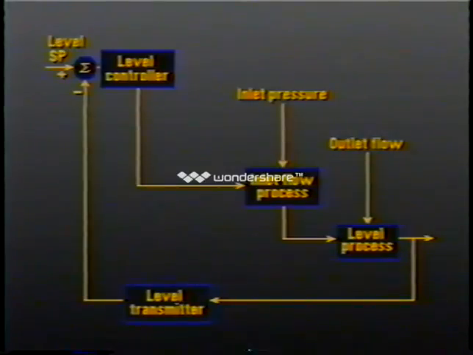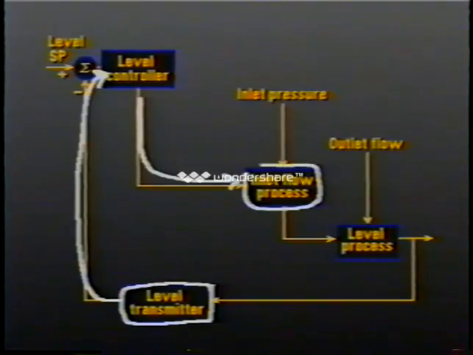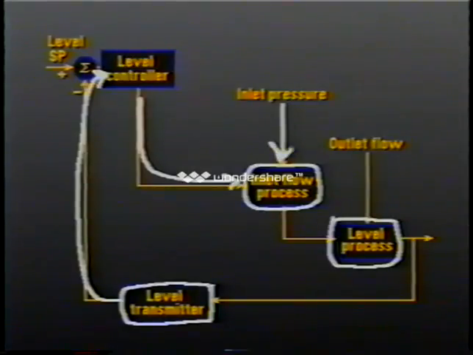In block diagram form, we can see that with single loop control, the level transmitter supplies a feedback signal to the level controller, which in turn opens or closes the inlet flow valve in order to adjust the tank level. The potential problem here is that any disturbance to the inlet pressure will cause an error that will not be detected until it shows up as a change in tank level.